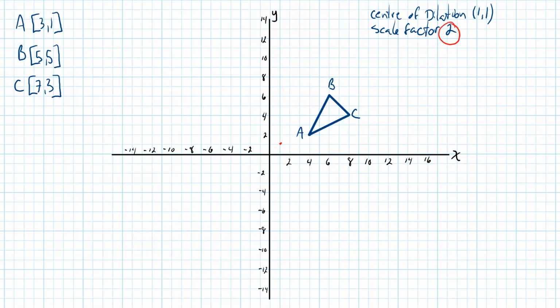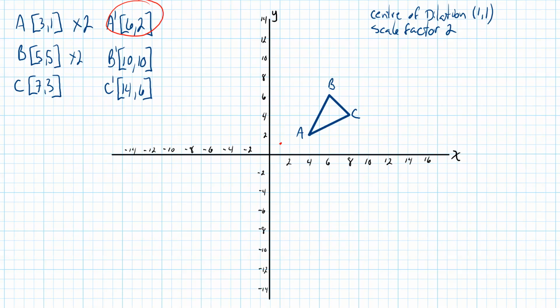Now we're applying a scale factor of 2, so we're going to double the length of that vector. To double the length of the vector, we double the x and y components of that vector. So the A vector (3, 1), we're going to double that, and we end up with the vector that's going to take us to A prime, which is (6, 2). Similarly, the vector that will take us to B prime is going to be (10, 10), and the vector that will take us to C prime is (14, 6).